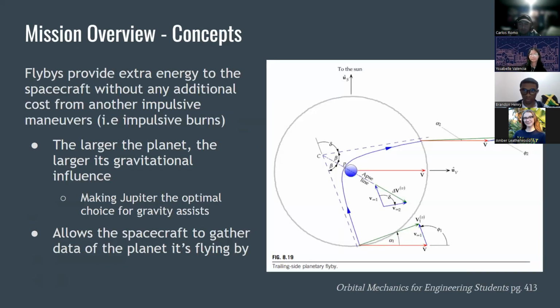This slide just highlights the main concept here, which was conducting a flyby or a gravity assist. Flybys provide extra energy to the spacecraft without needing to burn extra propellant. The idea is that the larger the planet, the larger its gravitational influence, and so this makes Jupiter the perfect candidate for a gravity assist. Also, just a note that a spacecraft that is flying by a planet can also gather data of that planet.